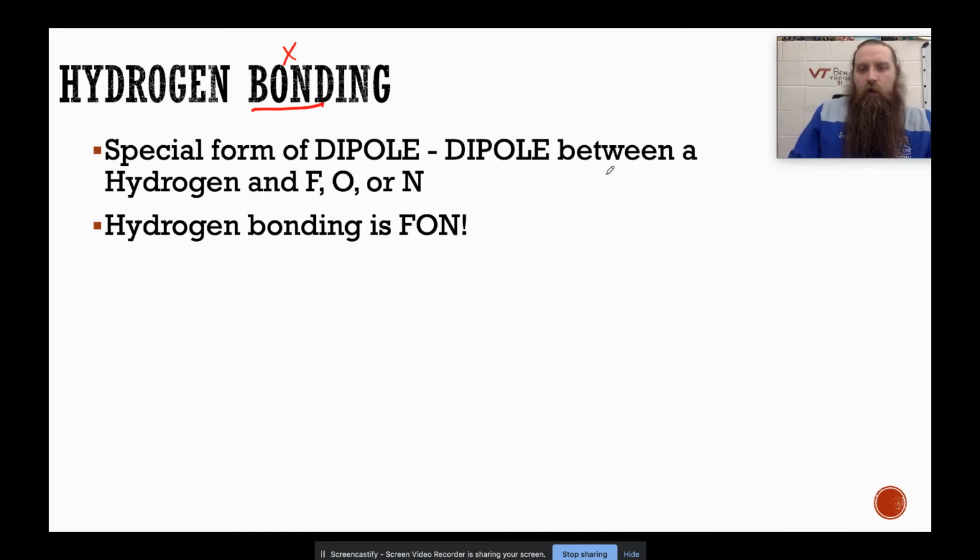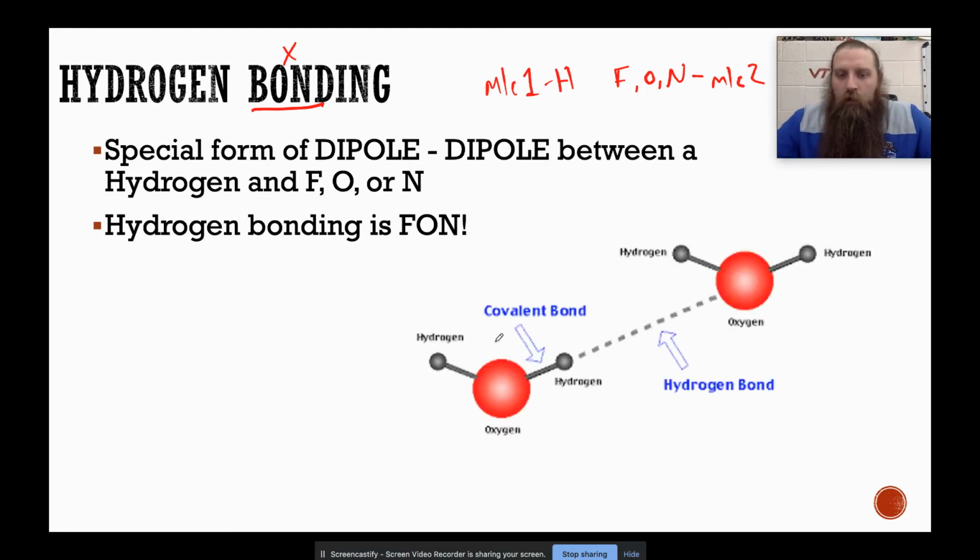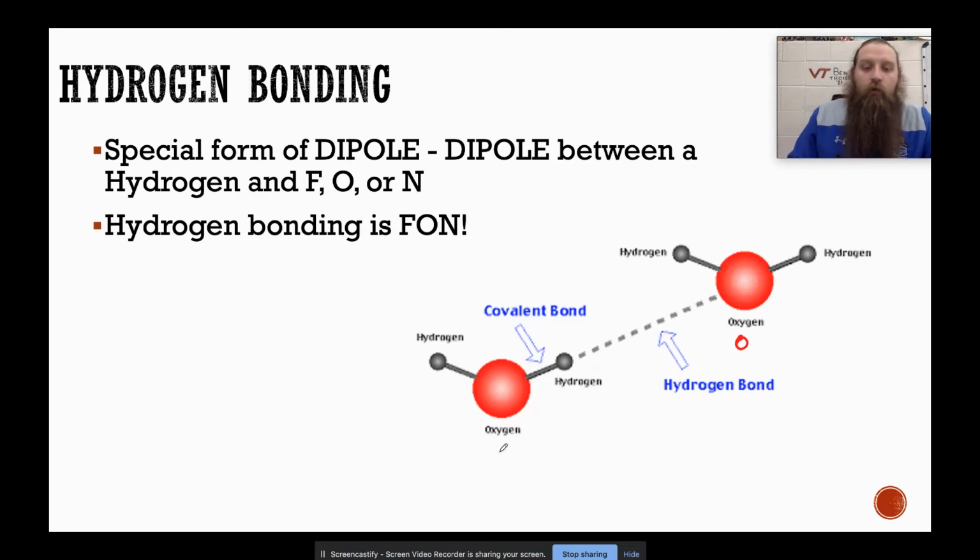It only happens between molecule 1, which has to have hydrogen on it, and F, O, or N that's hooked to molecule 2. Okay, so water is a great example of hydrogen bonding that can occur. I have oxygen on molecule 2 there, and we have the hydrogen on molecule 1, right? And it doesn't matter that it's the same chemical, it's just that two different molecules have to be interacting. And because oxygen has this partial negative and hydrogen has this partial positive, there is my hydrogen bond. It's a force of attraction.